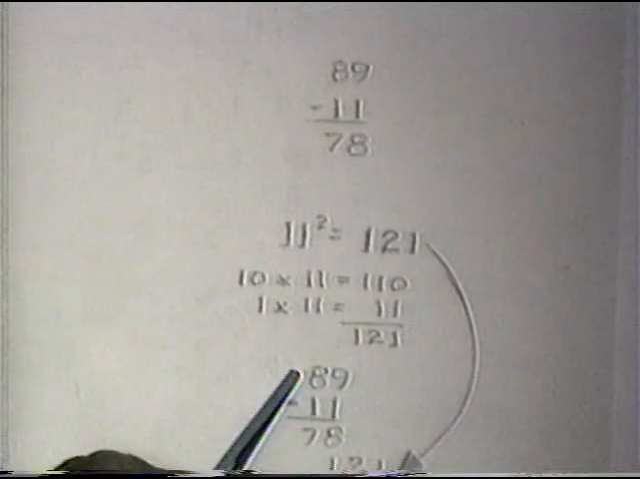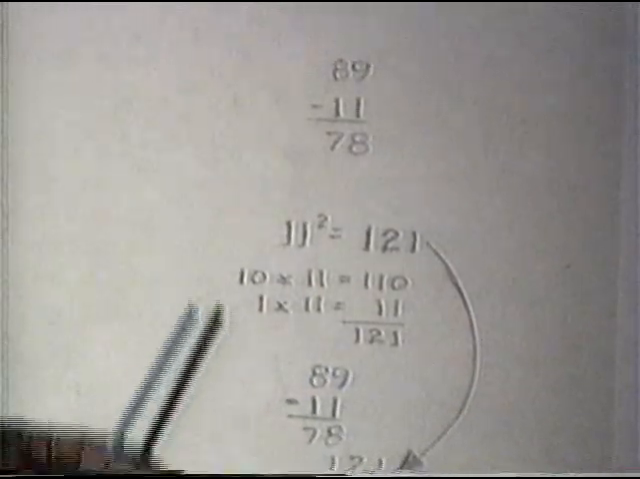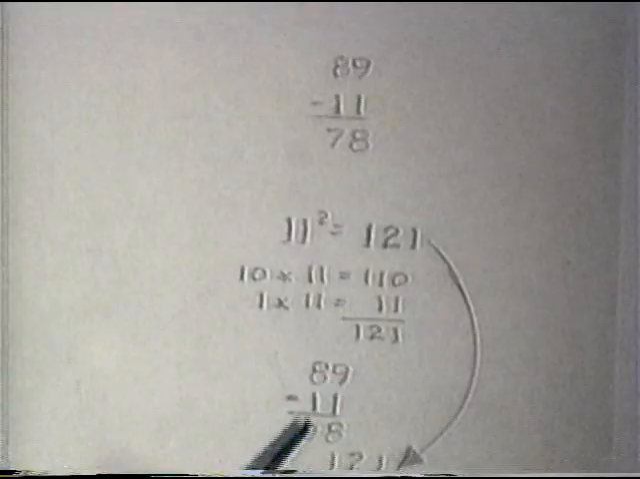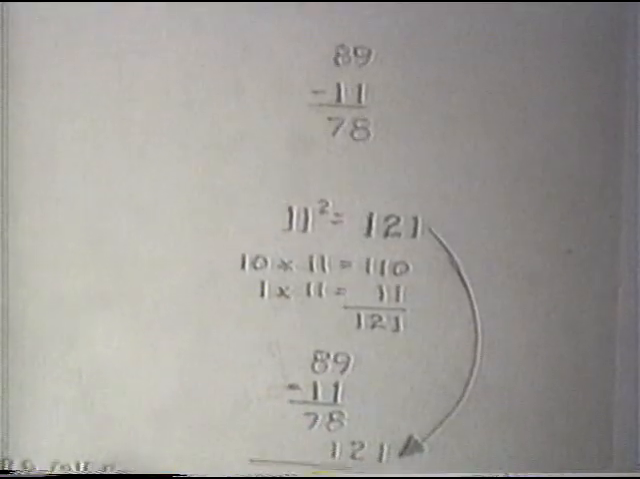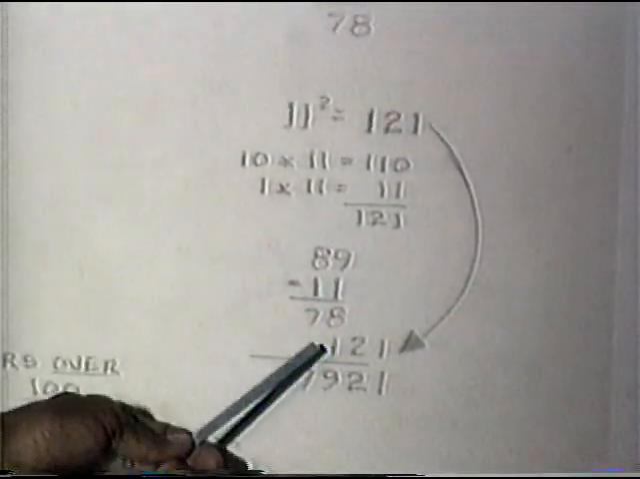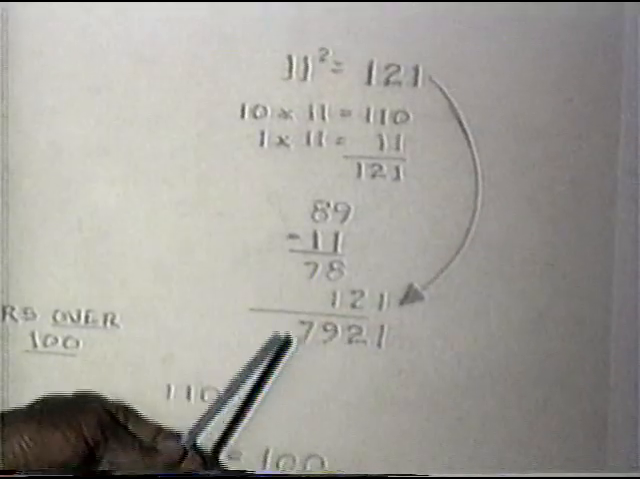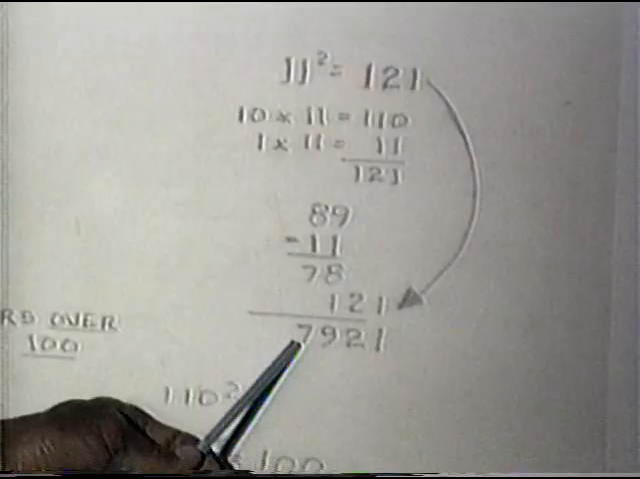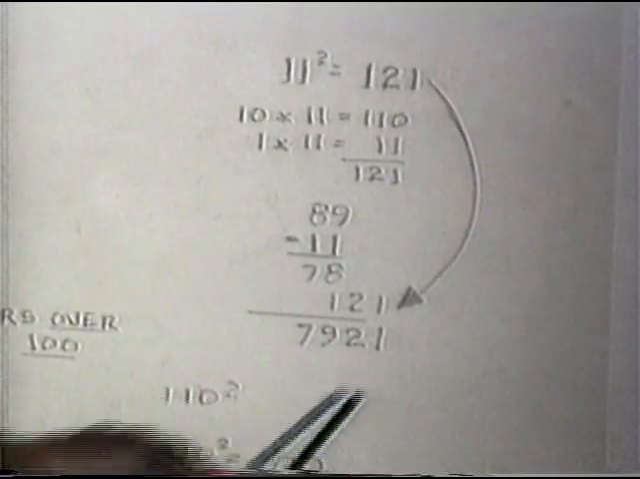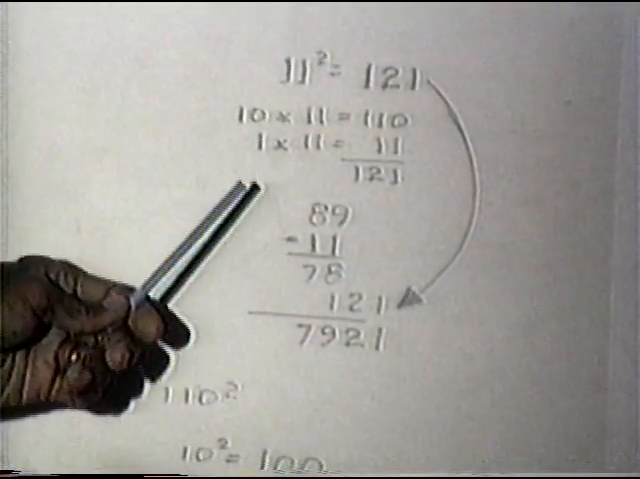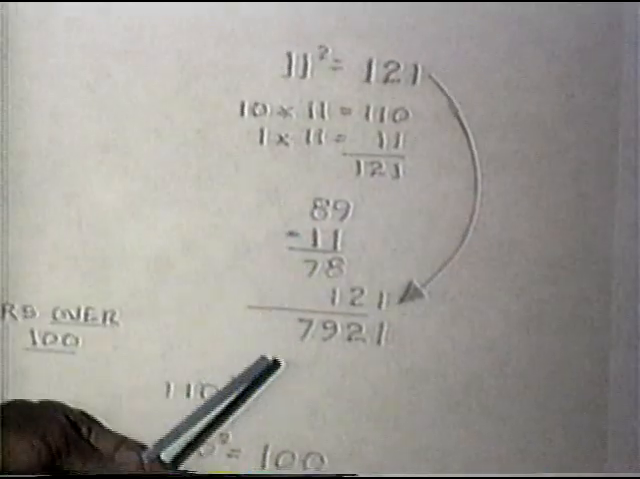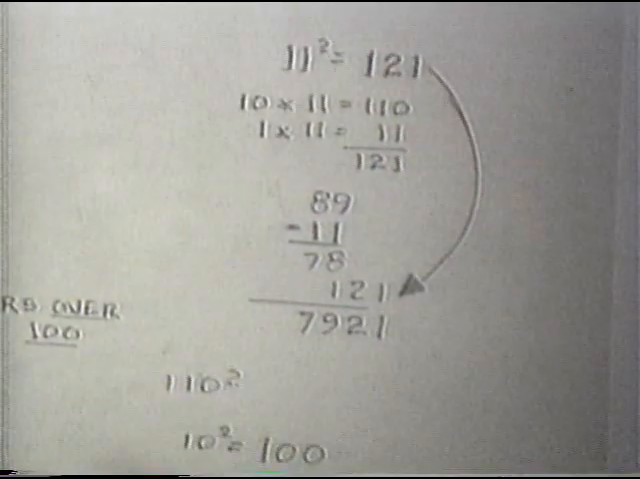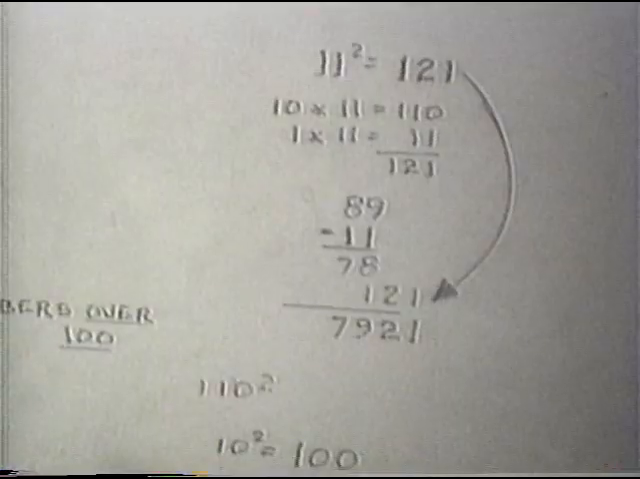So we found out the difference between 89 and 100. We said that was 11. So we subtract the 11 from 89 and got 78. Then we squared the 11 and got 121. So we add the 121 to the 78, we get 7,921. What is the square of 89? 7,921. That's for numbers less than 100.